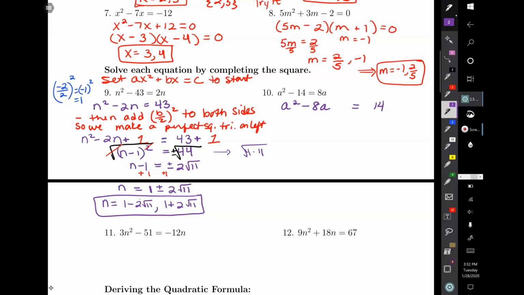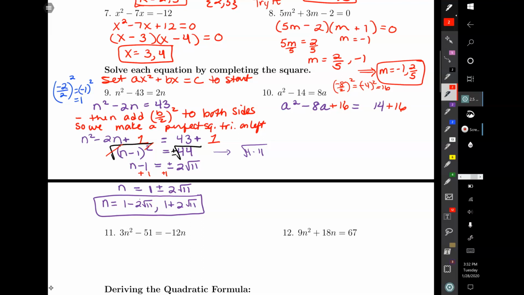So I have to figure out now what is b over 2 squared. So if I have minus 8 over 2 and square it, that would be minus 4 in parentheses squared. So that's going to be my 16. And I'm going to add that right next to the 8a and right next to the 14, because I have to do it to both sides. Always, always, always.